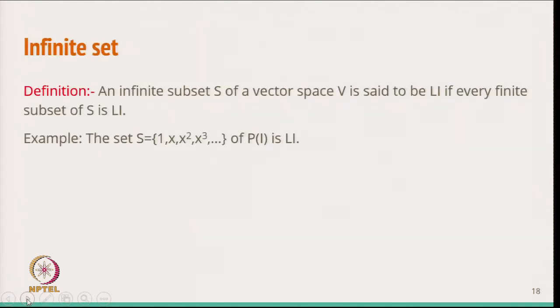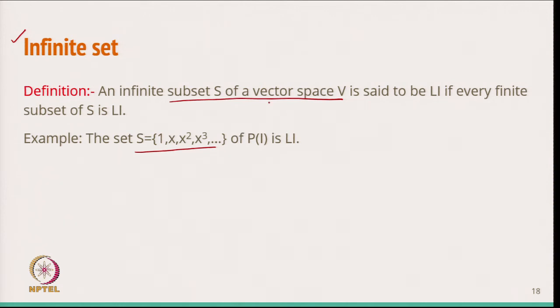Now, after this one we want to define another term, that is what is going to happen if we have infinite sets. Suppose I have an infinite subset of a vector space V, like the vector space of all polynomials, and in that, suppose I take a set S which contains 1, x, x square, x cube, x 4, all the powers of x. So, this S contains an infinite number of vectors belonging to the set of polynomials.